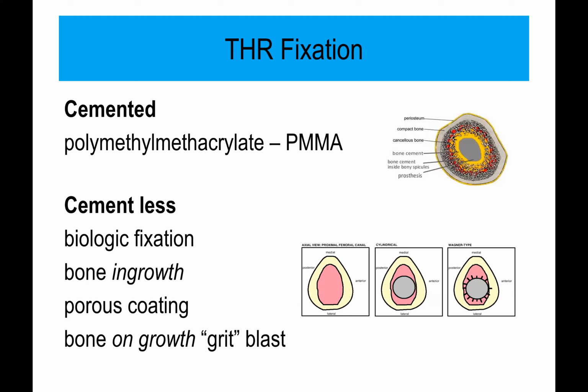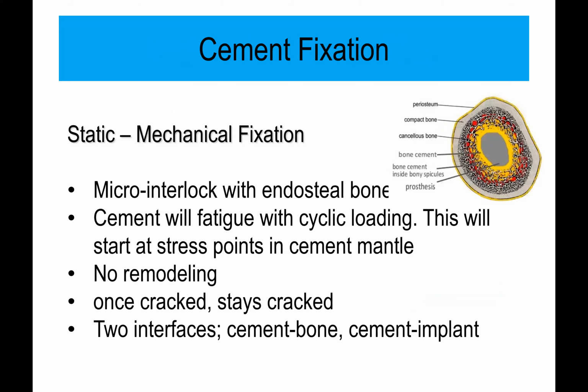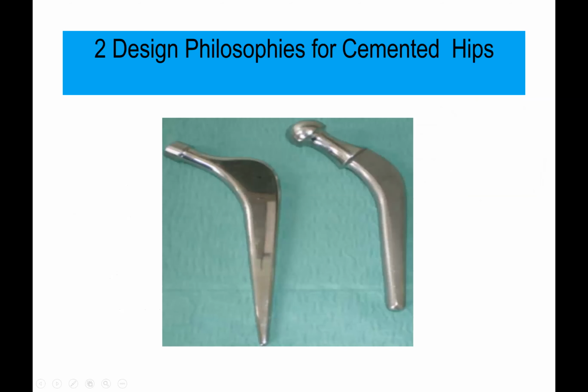For THR fixation, you have cemented, polymethyl methacrylate. Rishi discussed the principles of cement, and Dr. Sharath also will be going into detail. And you have uncemented fixation, which is biological fixation, where you have bone ingrowth or bone ongrowth. Cement fixation works on micro-interlock with the endosteal bone. Cement will fatigue with cyclic loading. There's no remodeling. Once cracked, stays cracked. Two interfaces: cement-bone and cement-implant.